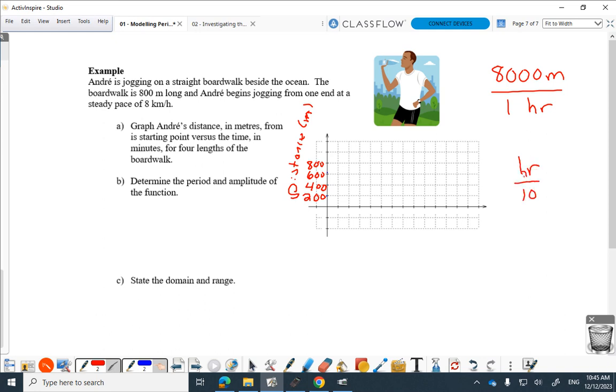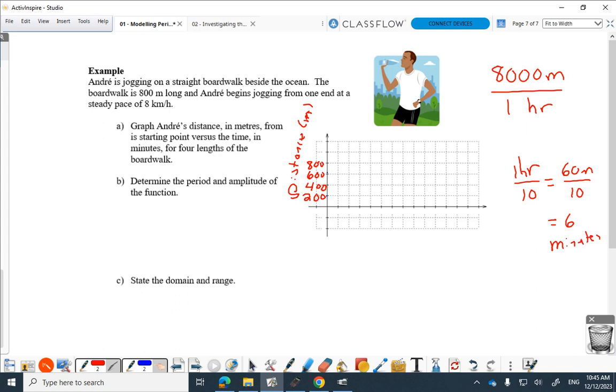Transfer it to minutes. Wouldn't minutes be better here? Yes, I agree. We could go tenths of an hour. I don't think so. We will do 60 minutes divided by 10. So it's 6 minutes it takes him to get to the end of the pier.